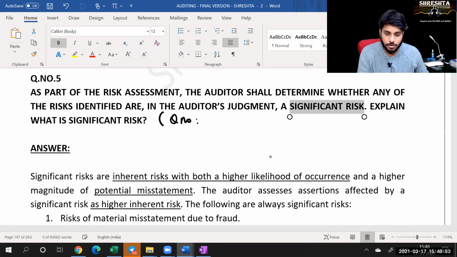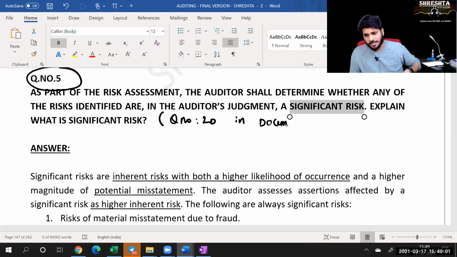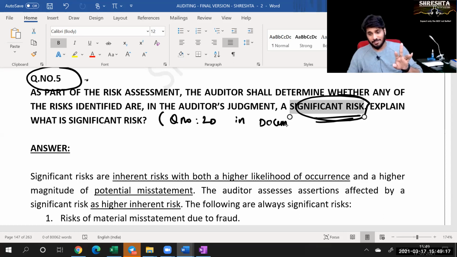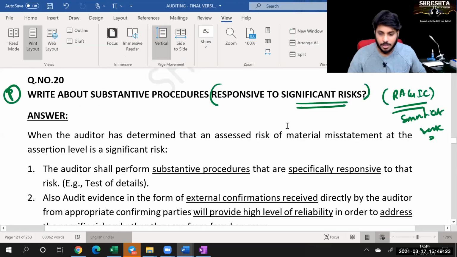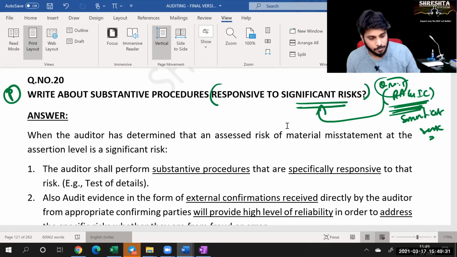So this is question number 20 in the documentation chapter. Question number 5, in the 8th chapter, risk assessment and internal control, I think, discusses the concept of significant risk. Now, how do we verify the significant risk? What substantive procedure do you follow to verify the significant risk? That we will discuss at that time, in the risk assessment and internal control chapter, question number 5. Only after that should you see it.